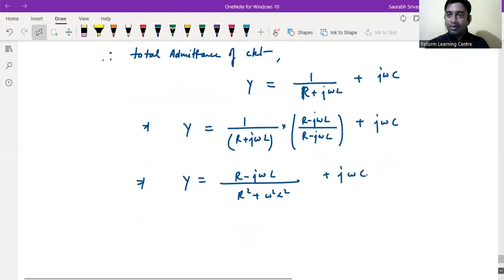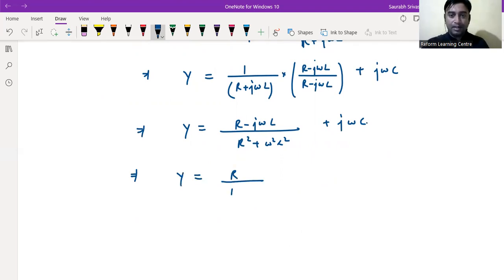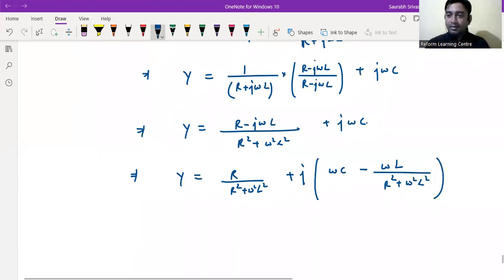आप लोग कैलकुलेशन चेक करिए प्लीज, गलती ना हो, बहुत सारे टर्म्स आते हैं तो यहाँ पे लिखने में, can be written on this touch pad, लिखता नहीं है. Y is equal to R upon R square plus omega square L square minus this, take this J common, plus J is common. This is omega C minus omega L upon R square plus omega square L square. Real and imaginary parts separated?